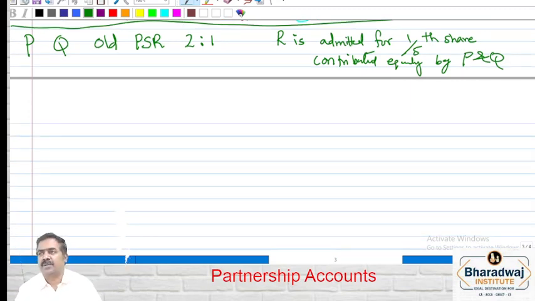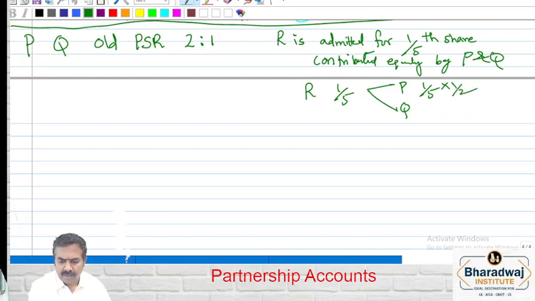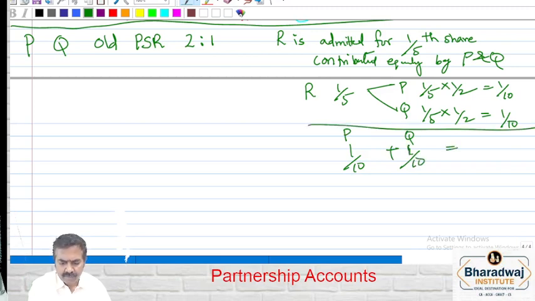What is the difference between the last question and this question? R is admitted for 1/5 share of profit, contributed equally by P and Q, which means how much is R getting? 1 by 5. This is contributed by whom? P and Q. Of the 1 by 5, half is contributed by P and half by Q. So 1 by 5 into 1 by 2 is 1 by 10 each. It is like 1 by 10 given by P plus 1 by 10 given by Q. That is what R gets: 2 by 10, which can be written as 1 by 5.